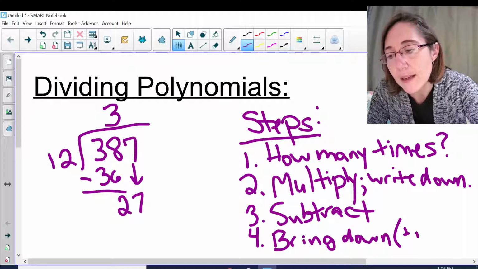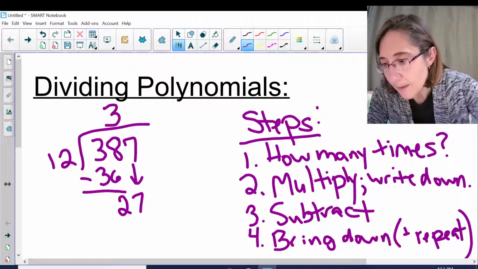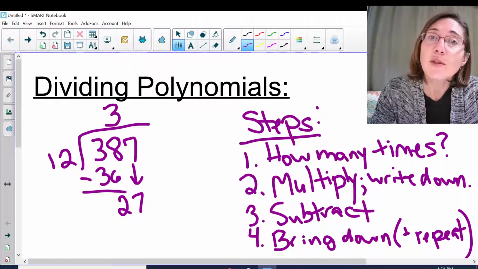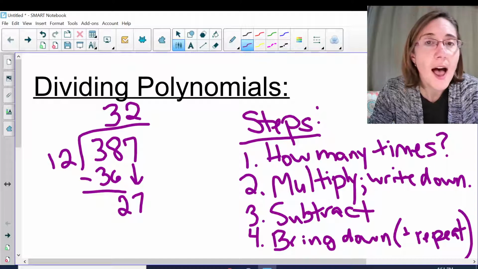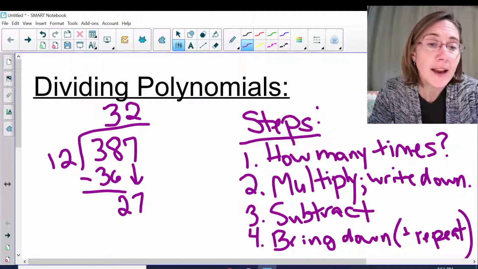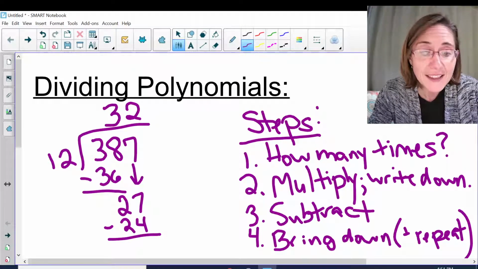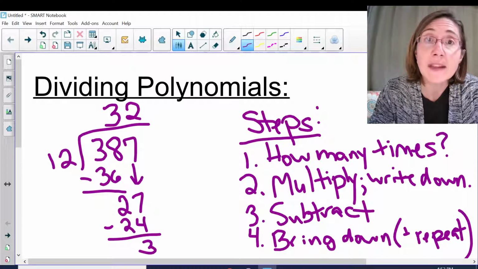And I'll put and repeat. Okay, so then I'm going to ask myself again, how many times will 12 go into 27? Well, that will go twice. So I'll put a 2 up top here, and then I'm going to multiply. 2 times 12 is 24, so I write down my 24. Now I'm on step 3. I'll subtract. 27 minus 24 is 3. And I'm out of numbers to bring down, so that means I'm done.